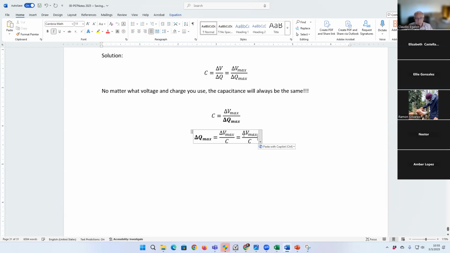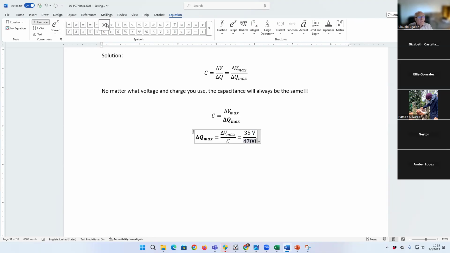And I'm going to replace those values with numerical values, 35 volts, and this one here with the capacitance value, 4,700 times 10 to the minus 6 farad, since micro is 10 to minus 6. Okay, now you can do the math.